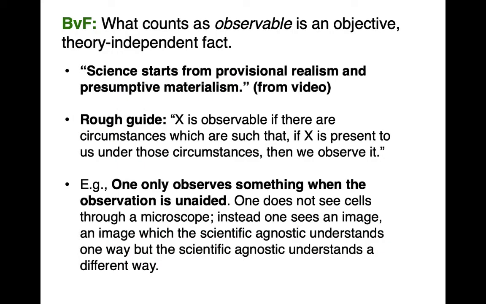Van Fraassen thinks that what counts as an observable is an objective, theory-independent fact. X is observable if there are circumstances which are such that if X is present to us under those circumstances, then we observe it. For example, one only observes something when the observation is unaided. One doesn't see cells through a microscope. Instead, one sees an image which the scientific skeptic understands one way, but the scientific agnostic understands a different way.